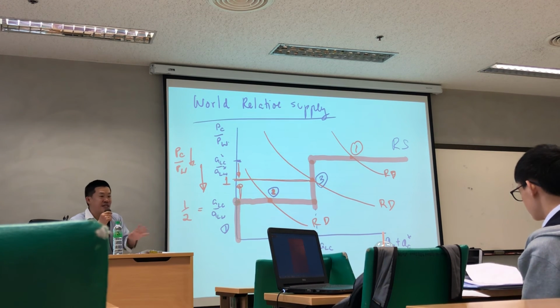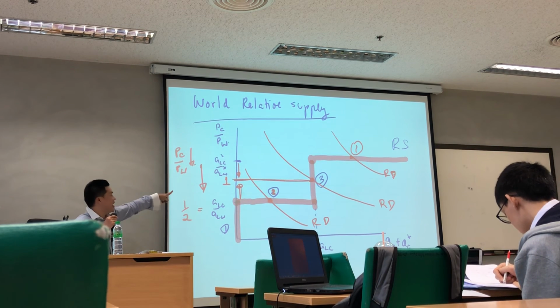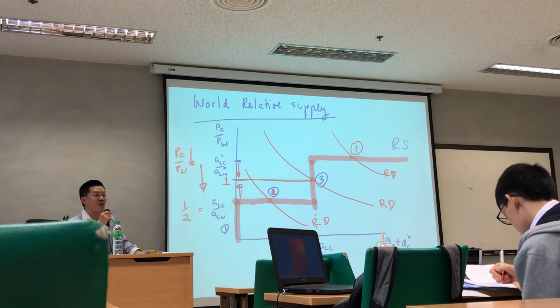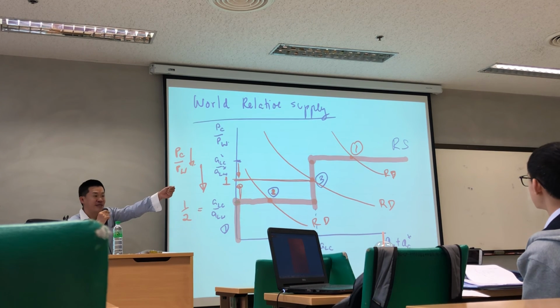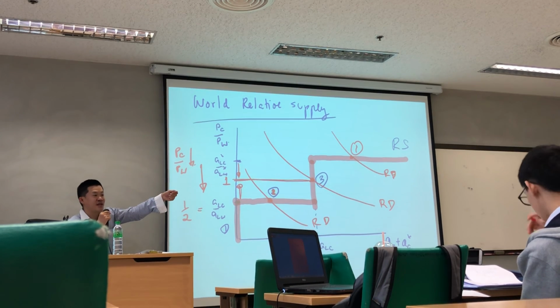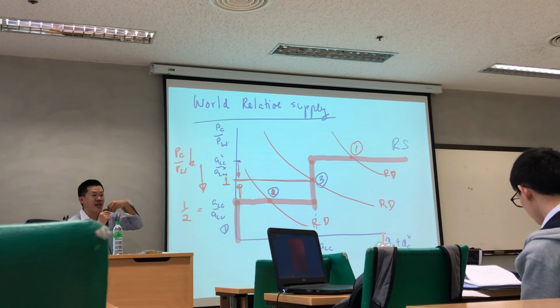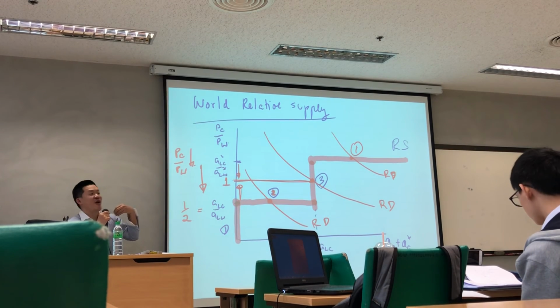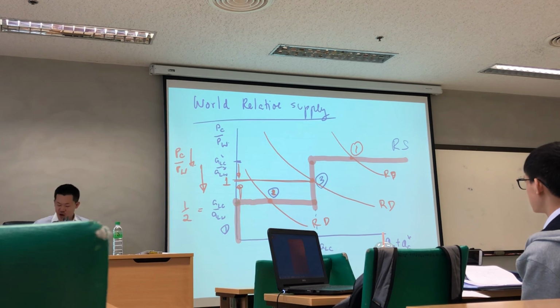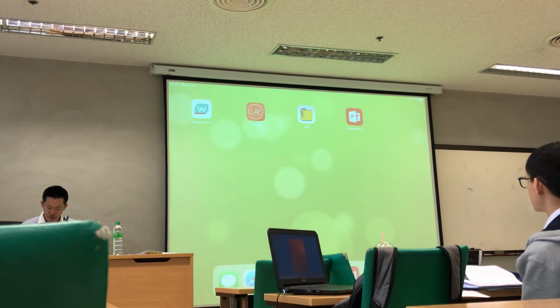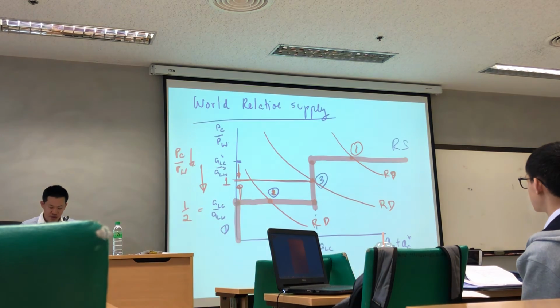What does 1 mean? 1 means the price of cheese equals the price of wine, right? So it means if you export 1 unit of cheese, you get how many wine? 1 unit of wine, right? 1 to 1. Export 1, you can import 1.